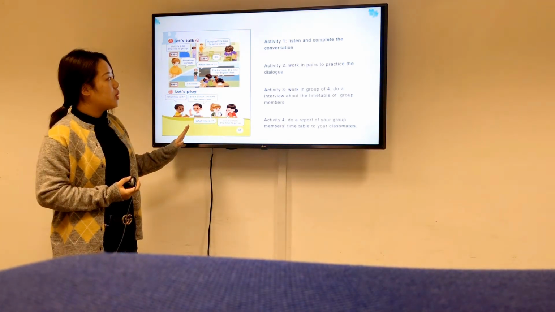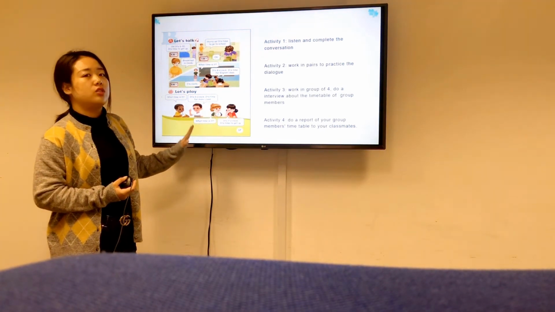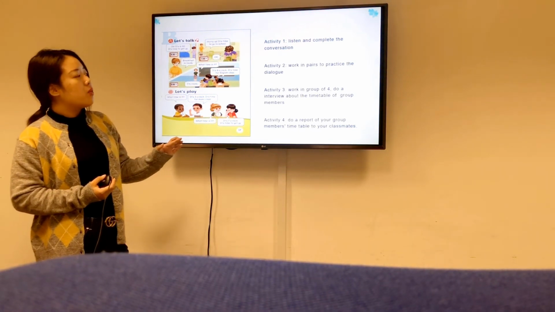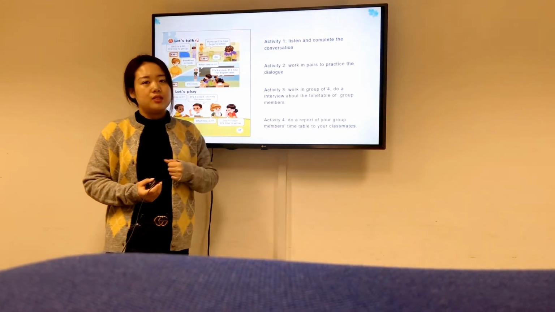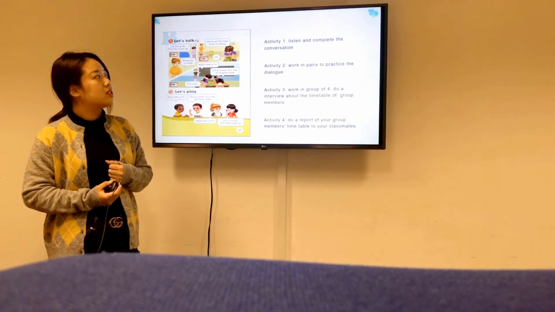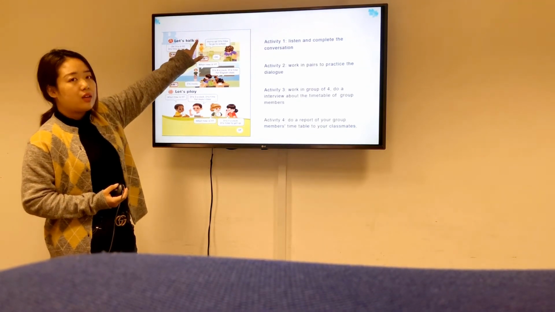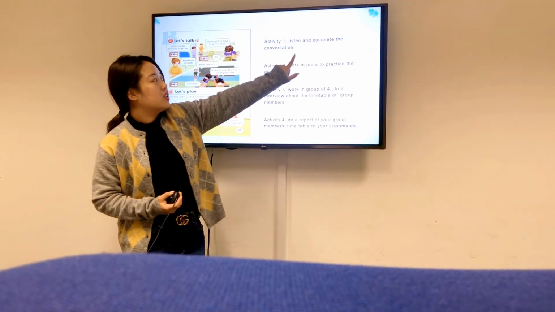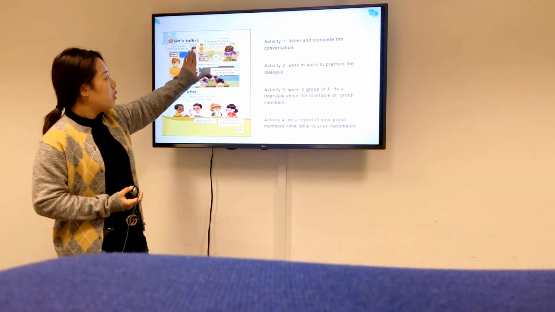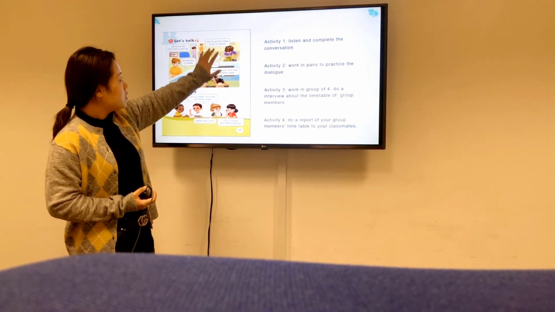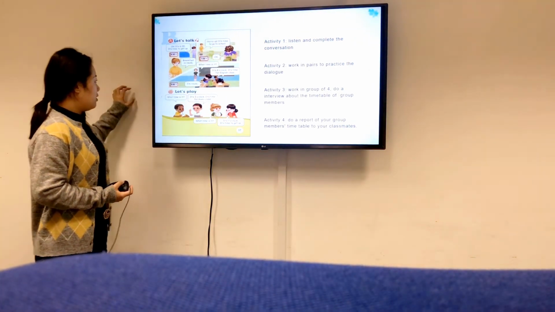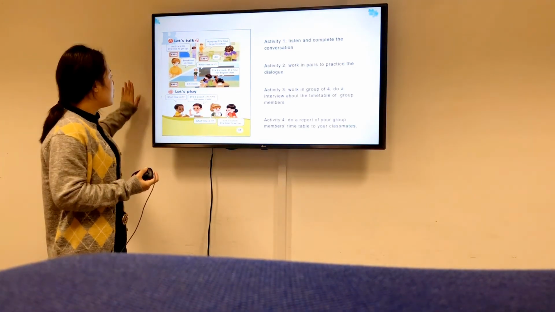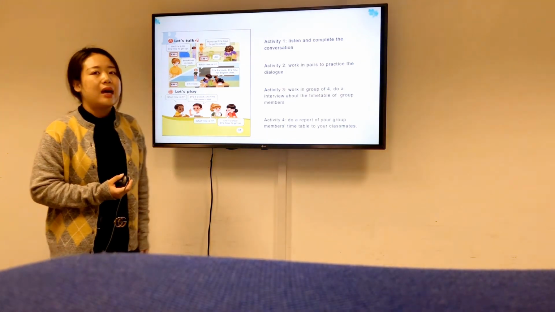When the Chinese teachers use this page to teach their students, usually they will use 4 activities in just one class. The first one is listen. You can see there is a headphone, so we can play the listening tape and students can listen and complete the conversation. So the teacher will put the conversation on the blackboard with some blanks. Students listen carefully and put the words into the blanks. So this is activity 1.